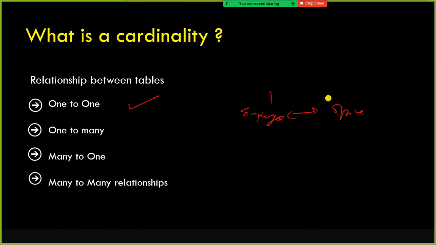Okay, so one-to-one. Each employee can have only one office, and each office can have only one employee. You just think that way. In an office we also have a cubicle, right? So each employee can have only one office, and each office can have only one employee. This is one example for a one-to-one relationship.